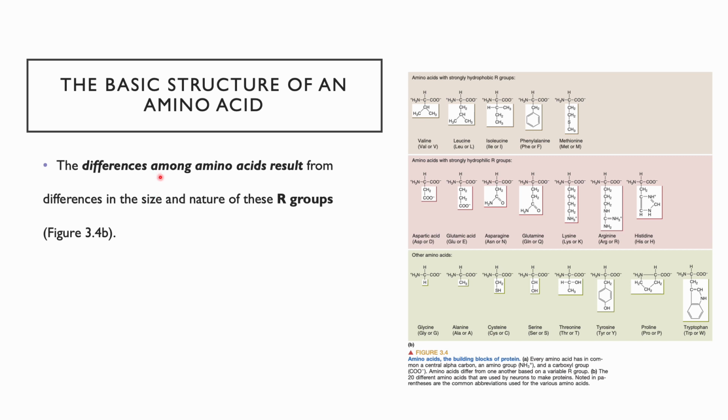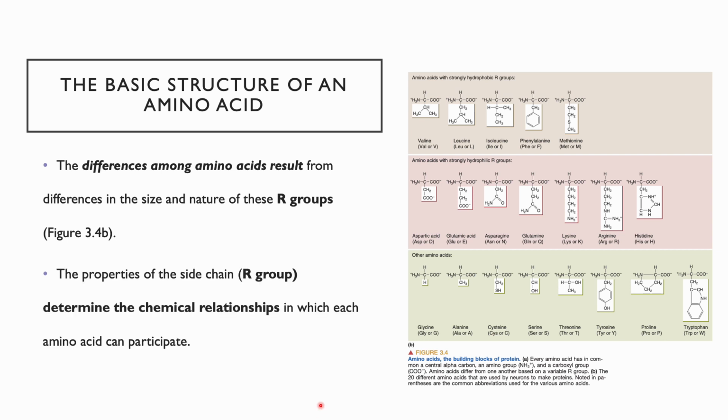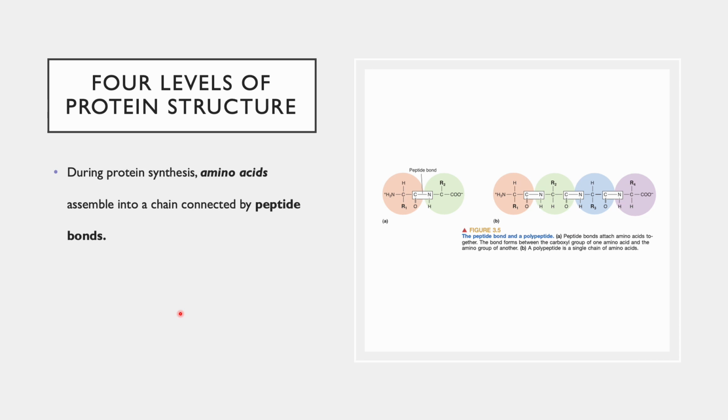The differences among amino acids result from differences in size and nature of these R groups. The properties of the side chain actually determine the chemical relationships in which each amino acid can participate. Essentially, the R group that's attached to the amino acids can help determine what structure or what shape the protein will end up taking on. So there are 4 levels of protein structure.